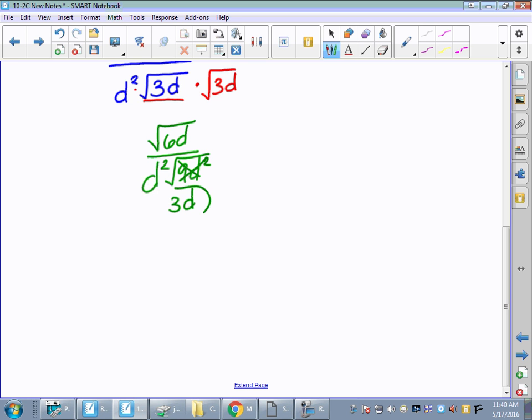So now I just need to multiply these two together, and that gives me 3d cubed. So my final answer is the square root of 6d over 3d cubed. You can't do anything with those d's, and you can't do anything with that 3 and that 6. Okay, it's very tempting. That's not a 6. That 6 represents a really ugly decimal. So that's your final answer.